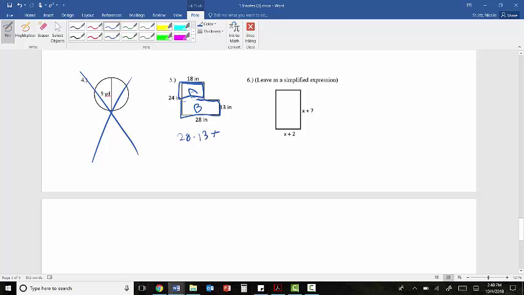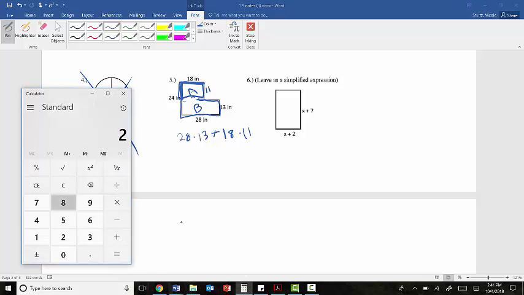It is actually 18 inches long, but it's definitely not 24 inches long. It only goes from here to here. So we're going to have to do 24 minus 13, and we get 11. So each side is 11. So then we're going to do 18 times 11.